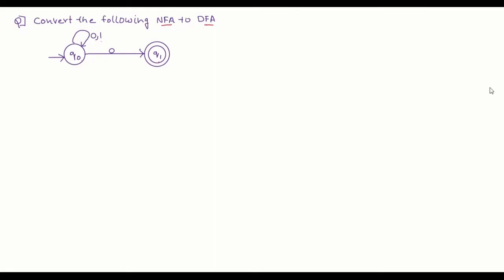So this is basically the procedure to convert any given NFA to a DFA. After seeing the subset construction procedure, now let us see how we can put this procedure into practice. Here we have been given one NFA and we are asked to convert it to an equivalent DFA. So let us apply the procedure and find out the answer.